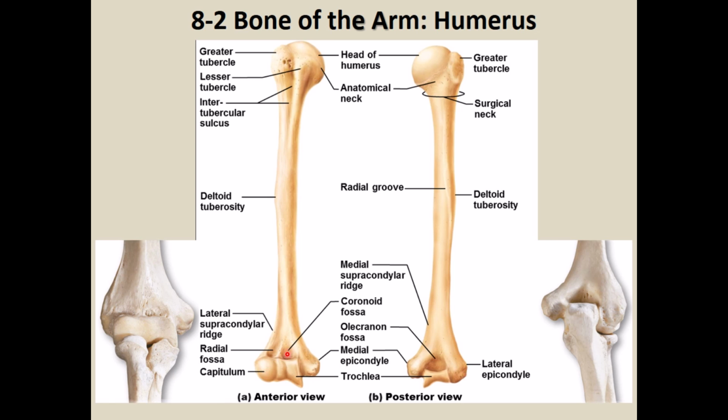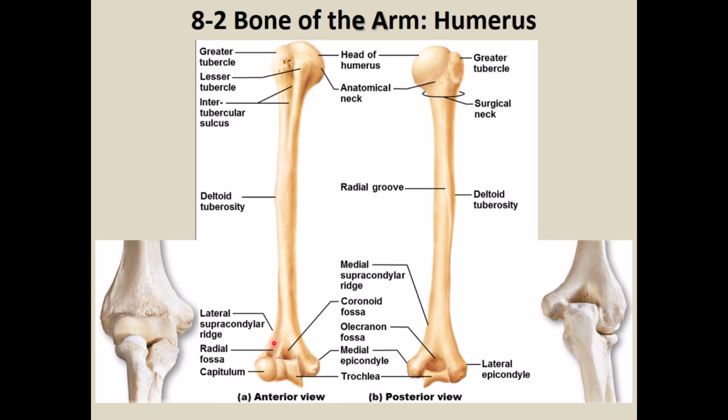There are also some fossae here. There are two fossae anteriorly. This is called the coronoid fossa. When you flex your elbow, the coronoid process, this is the coronoid process of the ulna, which is a bone in the forearm. When you flex, this area comes to this area, the coronoid fossa of the humerus. When you flex your elbow, this coronoid process goes all the way here. So this is an impression of the coronoid process of the ulna.